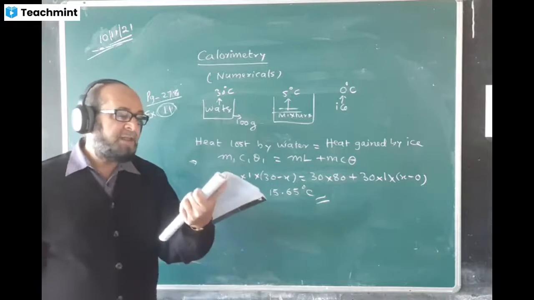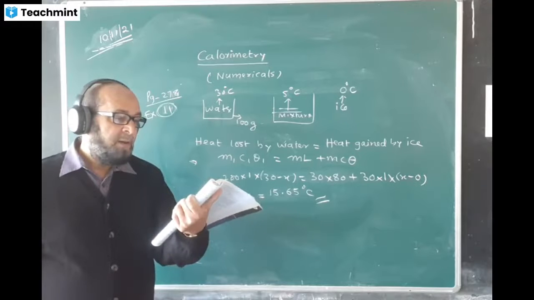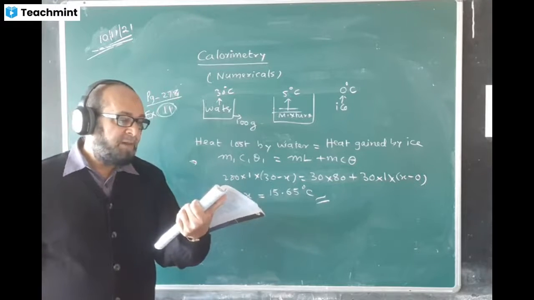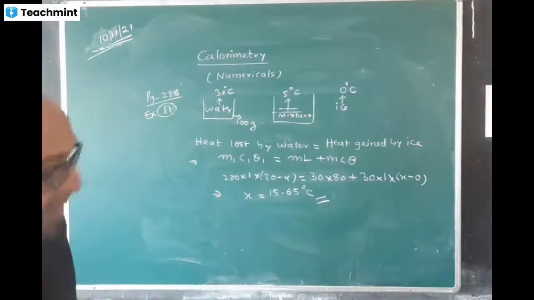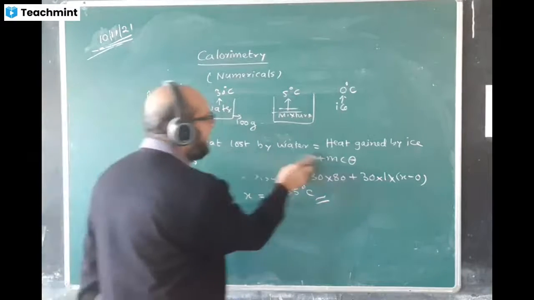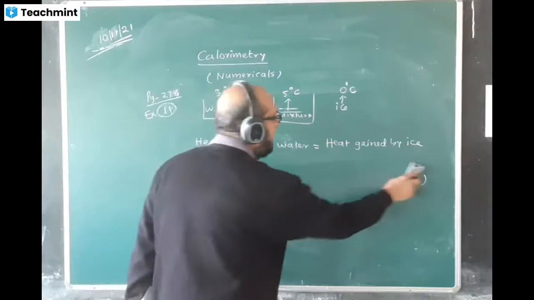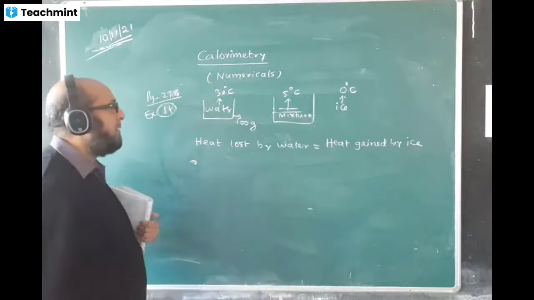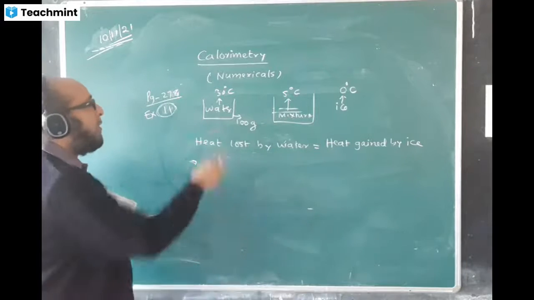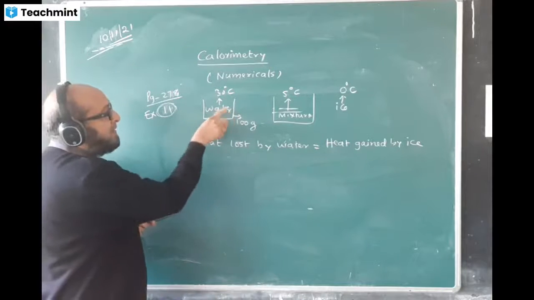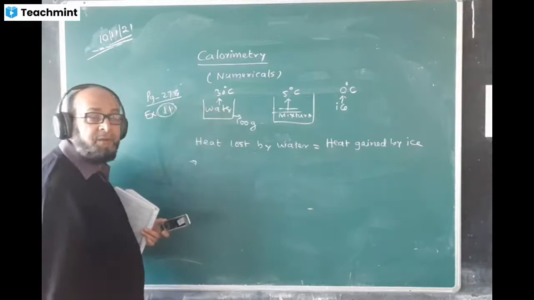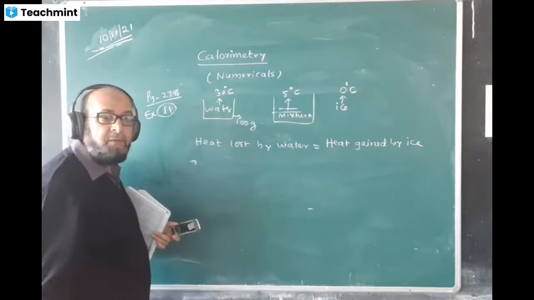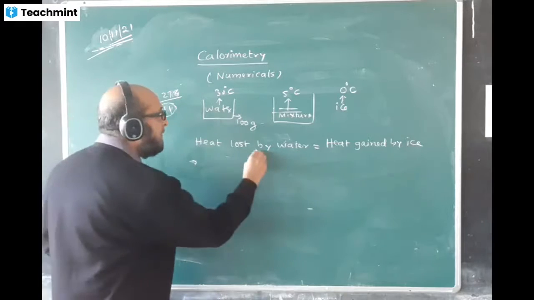The values are given: SHC of the material of the vessel, SLH of ice, SHC. What equation will you write now? Heat lost by water plus vessel is equal to heat gained by ice. Both of them will lose heat, water and vessel.